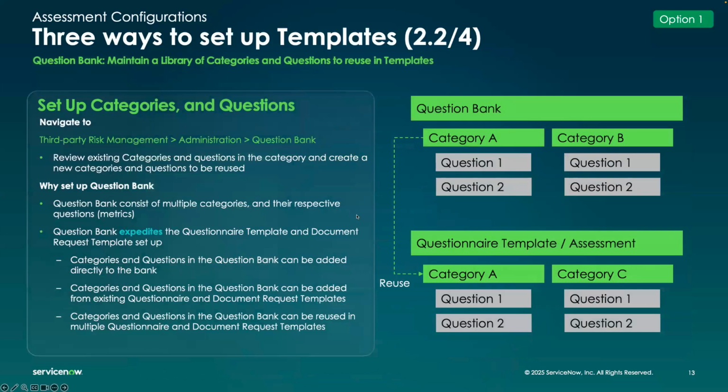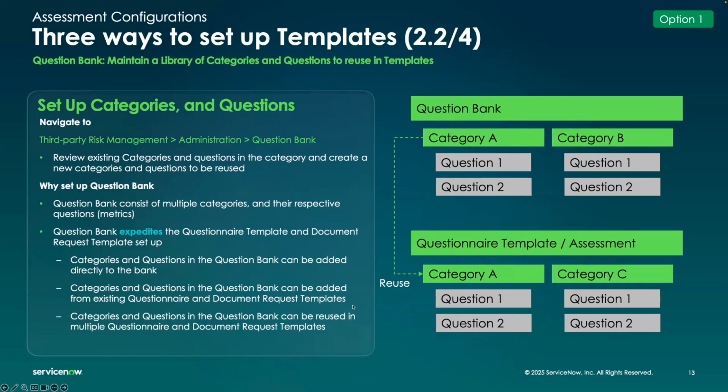So let's move on to the next one here. Let's talk about question bank. Question bank, as the name suggests, basically helps you maintain a library of categories and questions that can be reused when questionnaire templates are being built out. Why? Because question banks expedite the ability to create questionnaire templates and document request templates. So they're important. Categories and questions in the question bank can be added directly to the bank, and categories and questions in the question bank can be added to the questionnaire templates. And categories and questions in the question bank can be reused in multiple questionnaire templates.